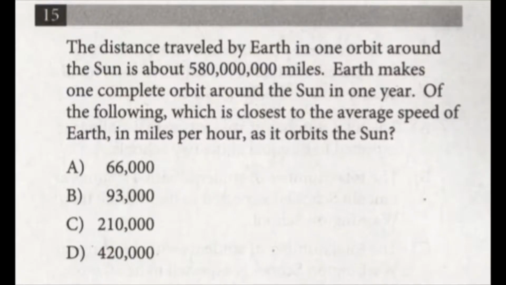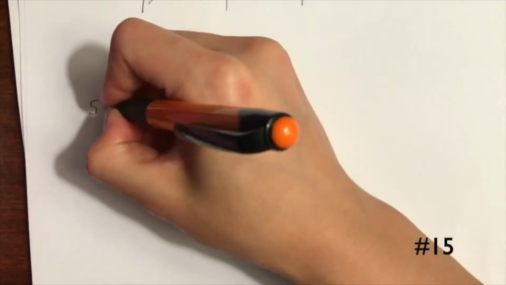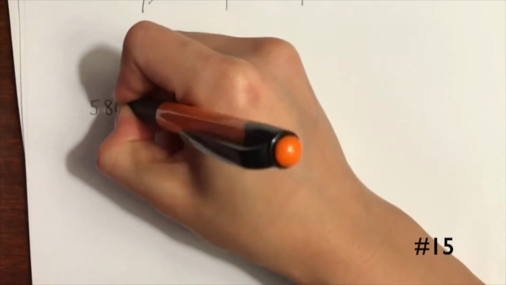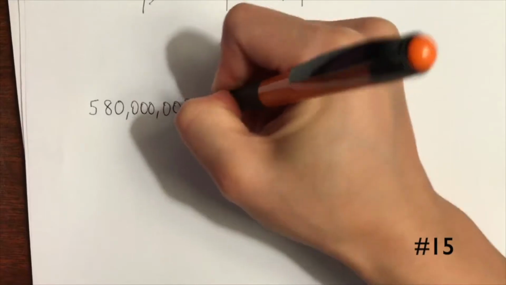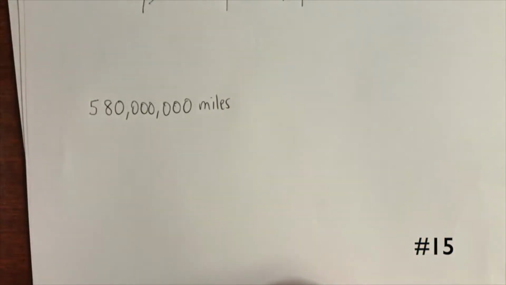The distance traveled by Earth in one orbit around the Sun is about 580 million miles. Earth makes one complete orbit around the Sun in 1 year. Of the following, which is closest to the average speed of Earth in miles per hour as it orbits the Sun? Okay, so we're given that the distance traveled by the Earth in one orbit around the Sun is about 580 million miles. And Earth makes one complete orbit around the Sun in 1 year.